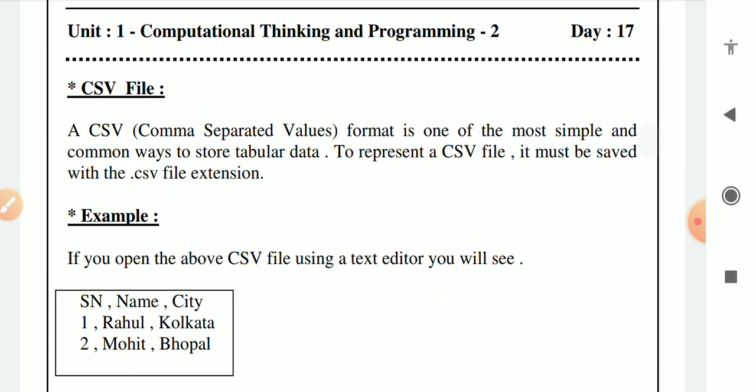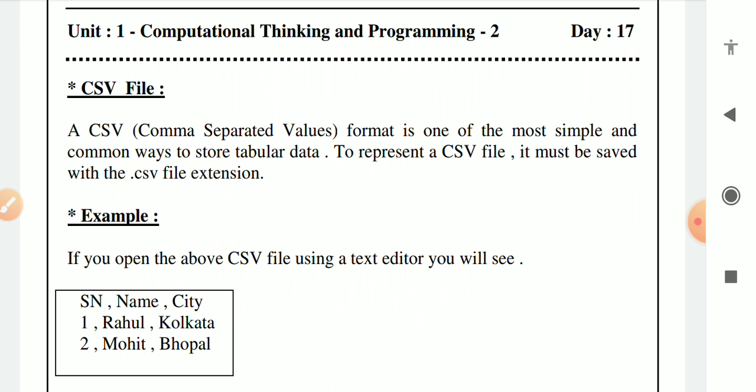So the full form of CSV is comma separated values. Means in this file the values are separated with the help of a comma. CSV format is one of the most simple and common ways to store tabular data. Means if we want to store the data inside a file in tabular form, then a CSV file is the simple and most common way to store it.